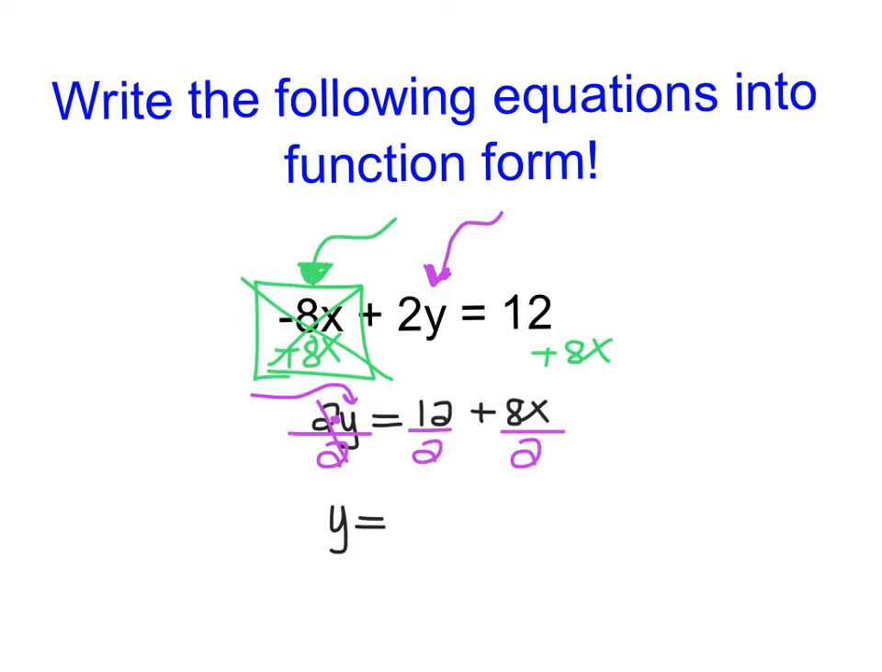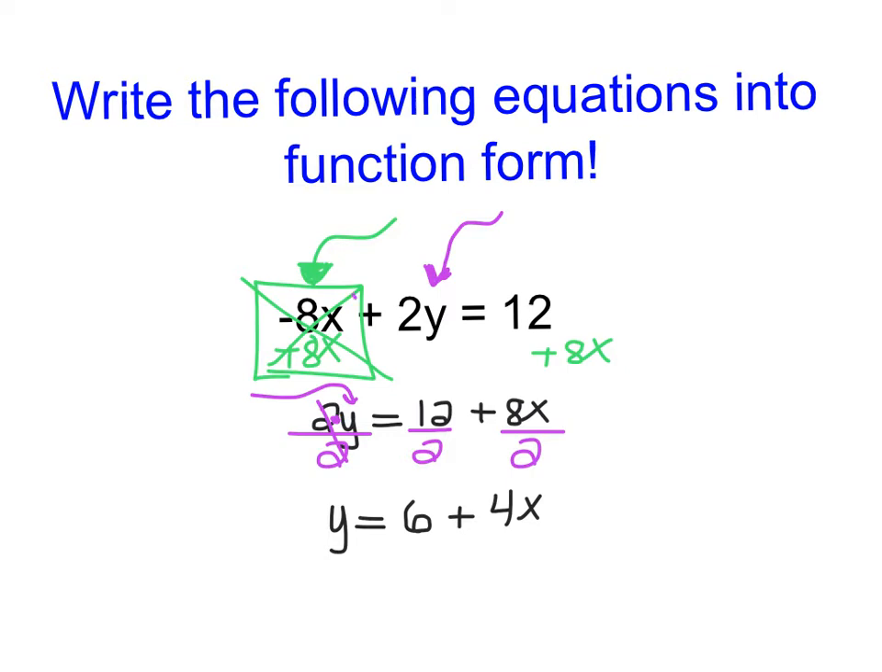I then have 12 divided by 2, which is 6. 8 divided by 2, which leaves me with 4 times x. And now we're completely simplified. And then notice I can't add the 6 and the 4x together because they aren't alike terms.